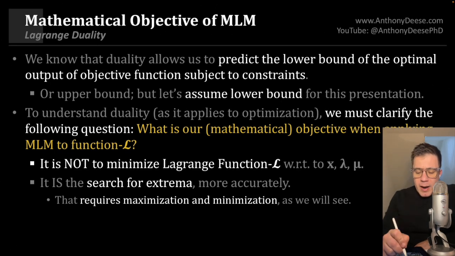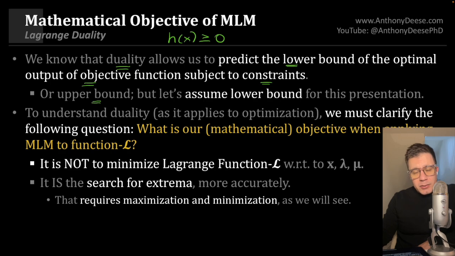We've seen in previous modules that duality, or the duality principle, allows us to predict the lower bound of the optimal output of an objective function f subject to some combination of equality and inequality constraints. Now, we could reformulate this to find an upper bound. Similarly, we could reformulate this to put it in terms of maximization instead of minimization problems. And we could reformulate this such that h of x is assumed to be greater than or equal to 0 as opposed to less than or equal to 0.